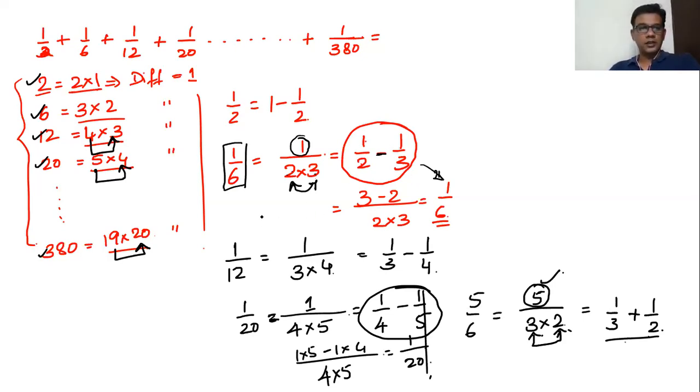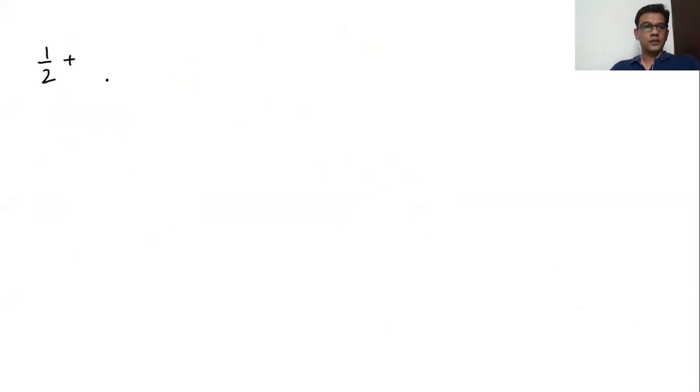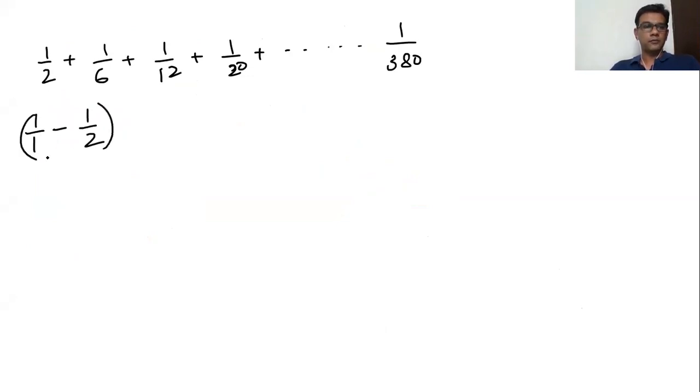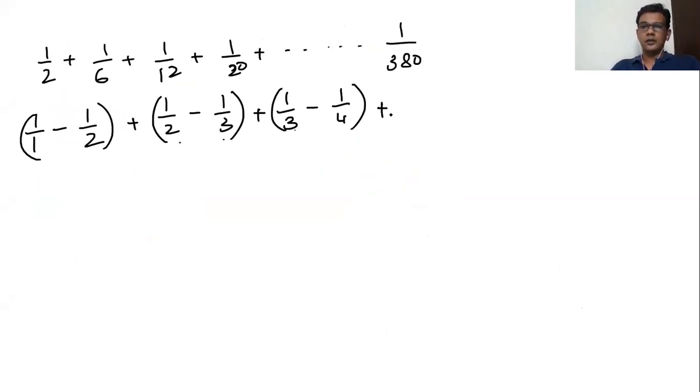Right? So this is the way I'm going to look into breaking this entire aspect. So now I will take a new sheet. When I am saying 1 by 2 plus 1 by 6 plus 1 by 12 plus 1 by 20 all the way till 1 by 380, I know that 1 by 2 can be written as 1 by 1 minus 1 by 2. What was 1 by 6? 1 by 2 minus 1 by 3. What was 1 by 12? 1 by 3 minus 1 by 4. What was 1 by 20? 1 by 4 minus 1 by 5. So what will be 1 by 380? 1 by 19 minus 1 by 20.